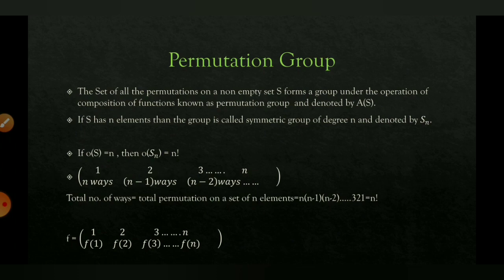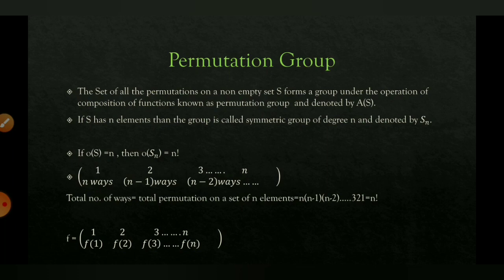And the other thing that we need is a binary operation that composes two elements and makes them one. So here the binary operation is the composition of functions. How we compose two functions, make them one. So under this operation, under the composition of mappings, this set of permutations becomes a group. This group is known as the permutation group and it is denoted by AS.